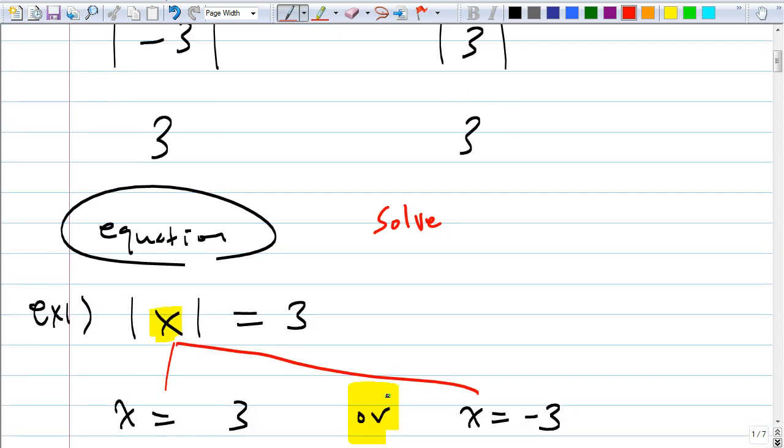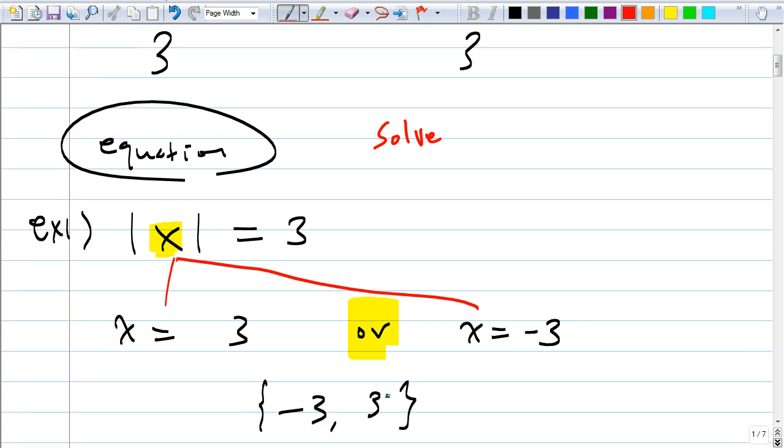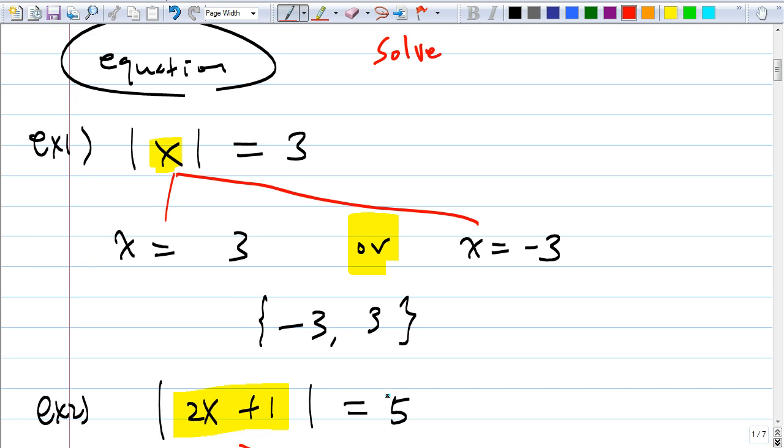You see, I'm looking at inside the absolute value. X could be 3 or -3. So using this kind of logic, we could actually solve something that's a little bit more interesting. If you just have absolute value of x equals 3, that's pretty simple, so there are two answers. But what if I have absolute value of 2x plus 1 equals 5?